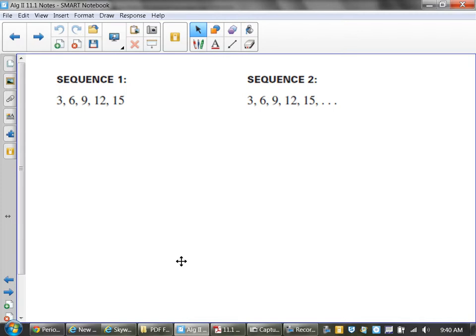And how can you tell the difference between finite and infinite? You guys know what dot, dot, dot means, right? Infinite. Ad infinitum. That's really all it is.